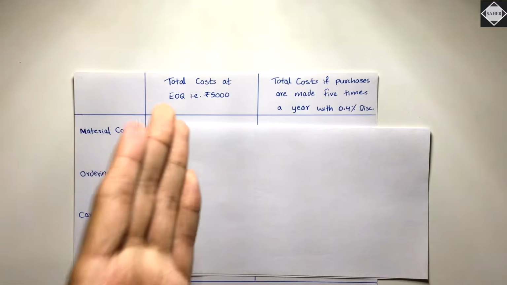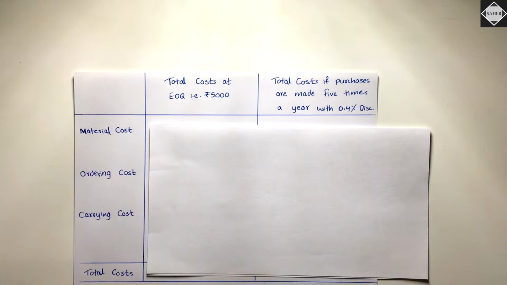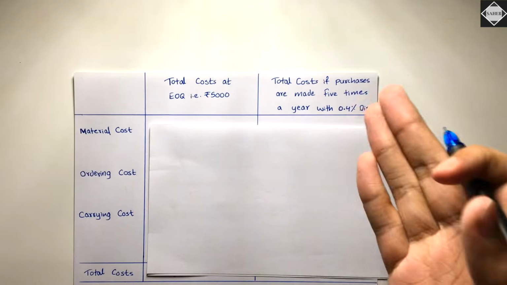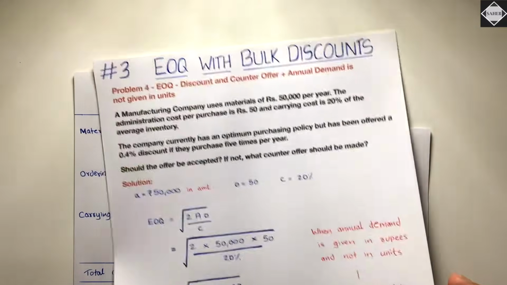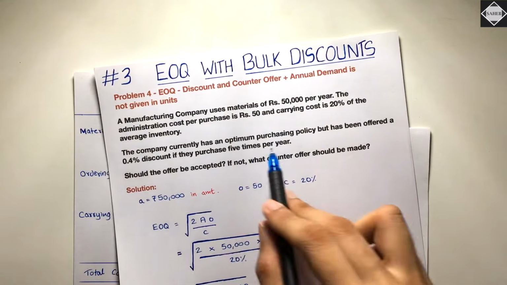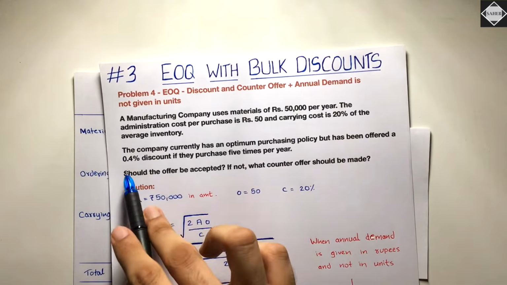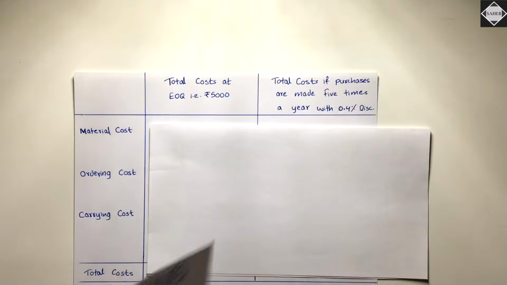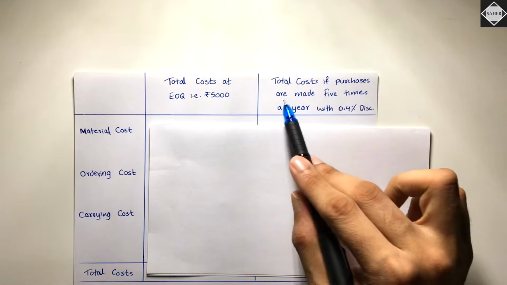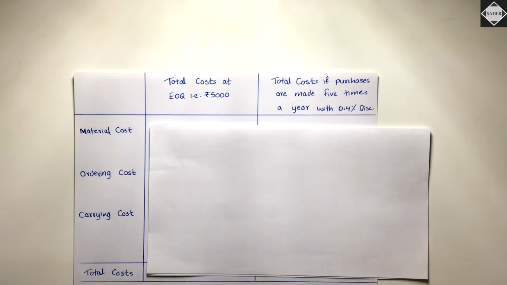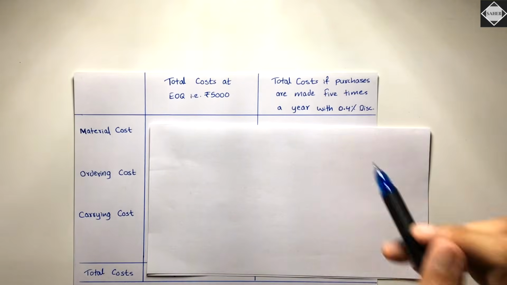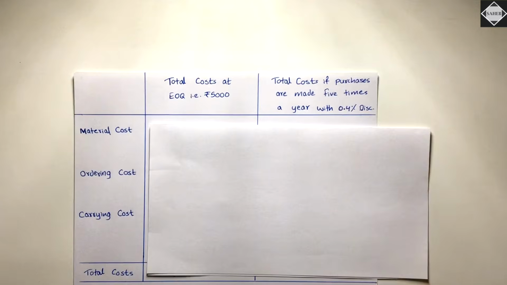The current policy, which is the most optimum at EOQ, and then the second one is the discount which we have been offered by our supplier. What did our supplier say? Supplier said that if you purchase 5 times per year from me, then I will give you 0.4% discount. See here, total cost if purchases are made 5 times a year, 5 orders in a year, to get that entire 50,000 annual demand, with 0.4% discount, right? That's the discount he's offering.